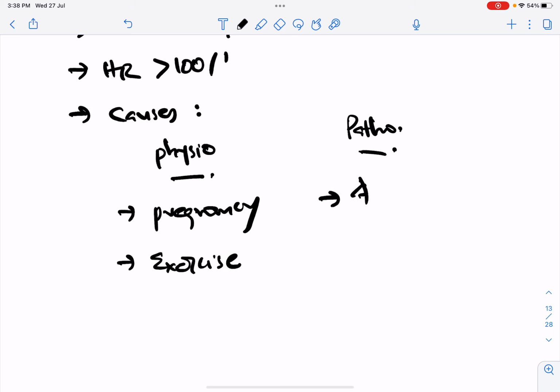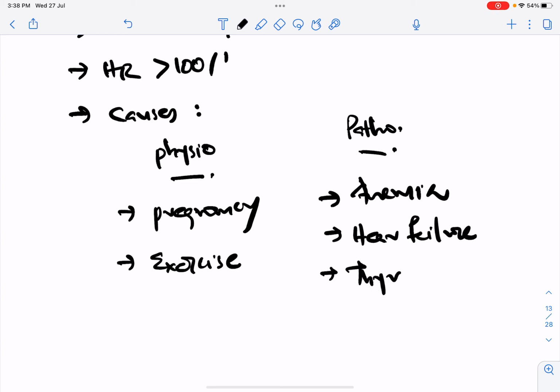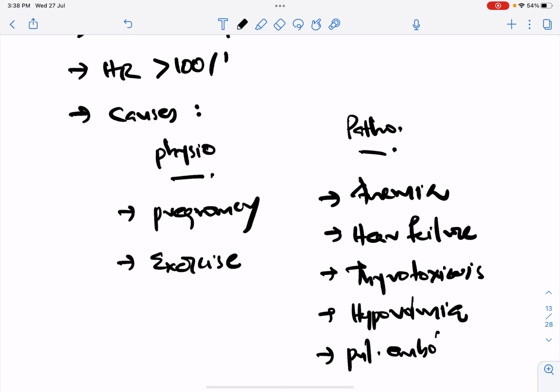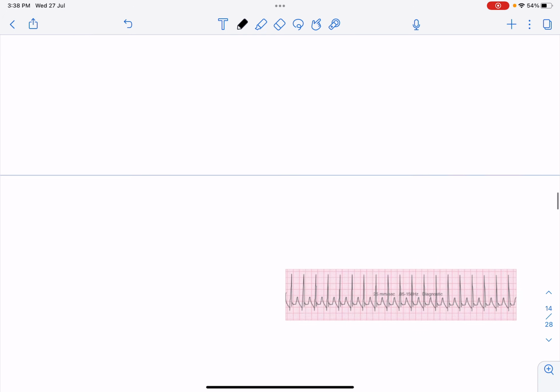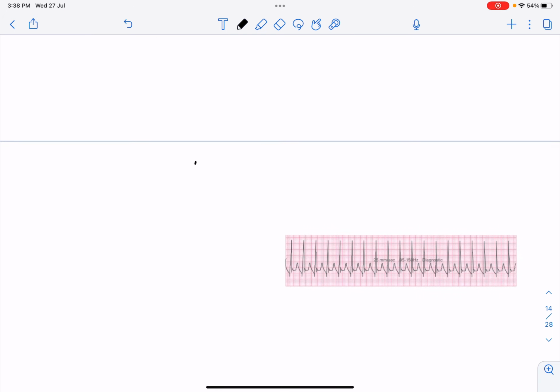Pathological causes include anemia, heart failure, thyrotoxicosis, hypovolemia, and in pulmonary embolism also there will be sinus tachycardia. That's about sinus tachy. Moving on to supraventricular tachycardia, SVT.